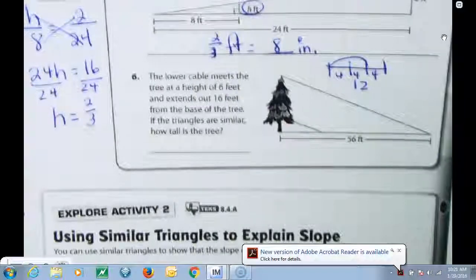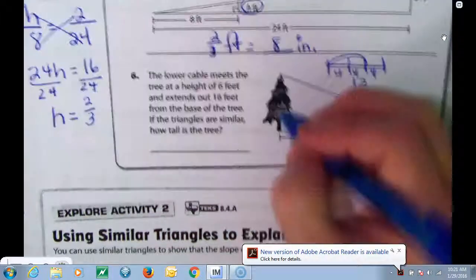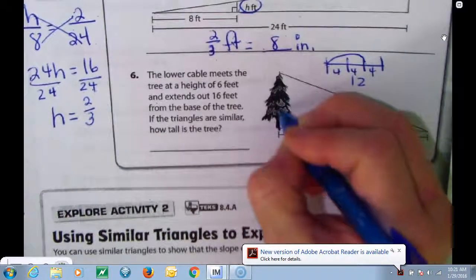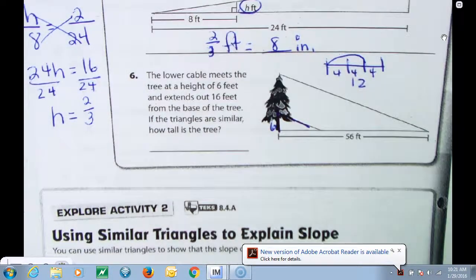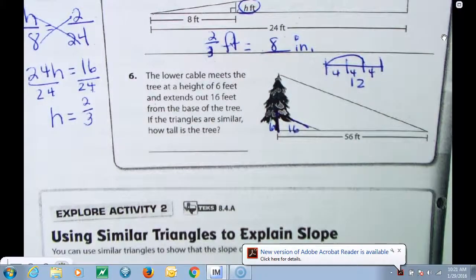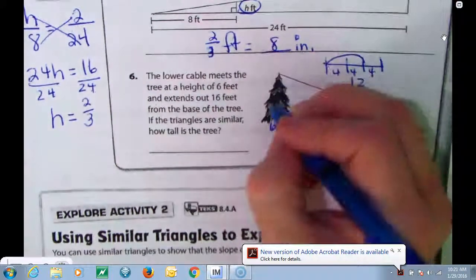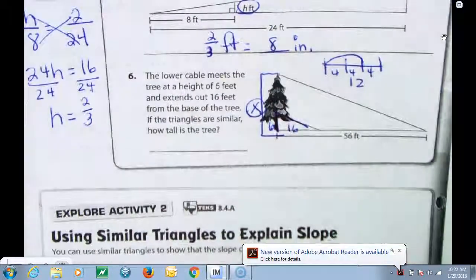Okay, look at number 6. The lower cable meets the tree at a height of 6 feet. So right here, this lower cable, put a 6 right there. That's the height of that cable going up. And it extends out 16 feet from the base. Remember, the base is at the bottom. Base is the bottom. I want to know how tall the tree is. So I'm going to come over here and do this. Circle the X. That's what we're trying to find out.